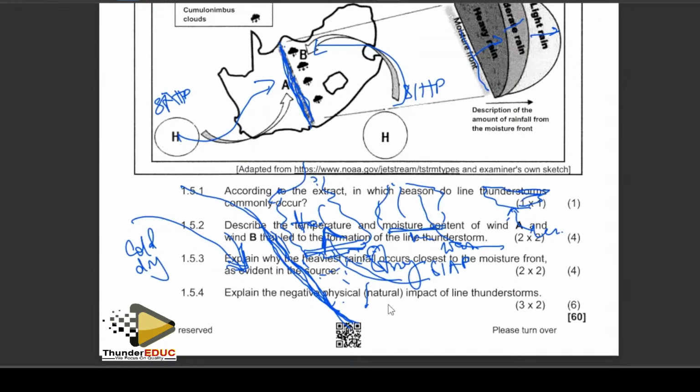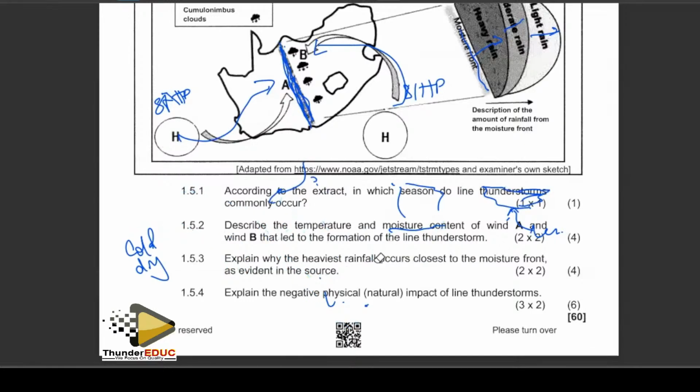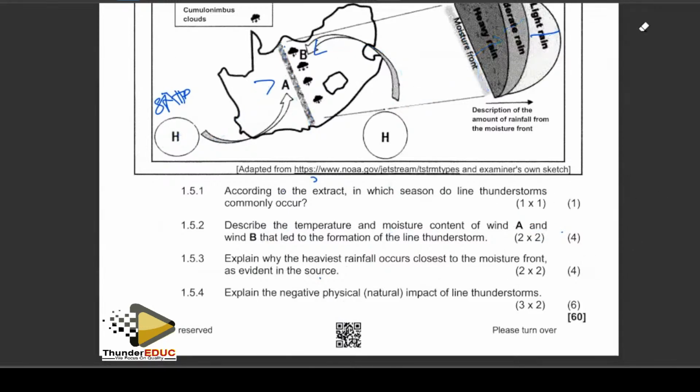The next question is talking about what? Explain the negative physical or natural impact of line thunderstorms. Right, the question is talking about physical or natural. You should be articulate with that particular question. Explain the negative.